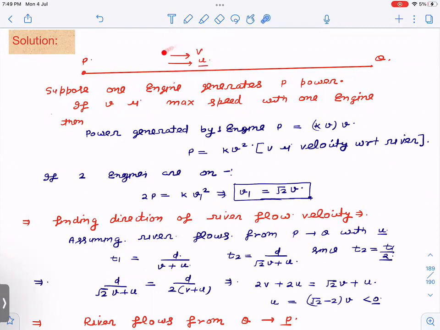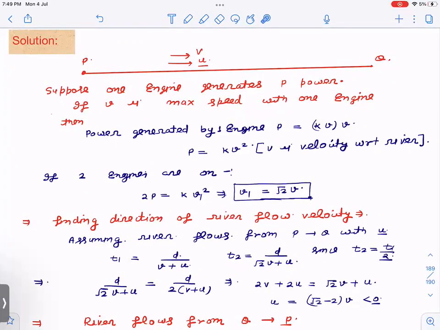So velocity with respect to earth will become V plus U, right? So then T1 is equal to D divided by V plus U, and T2 is equal to D divided by root 2 V plus U, because what was T1? T1 was the time when only one engine is on. T2 was the time when both the engines are on.